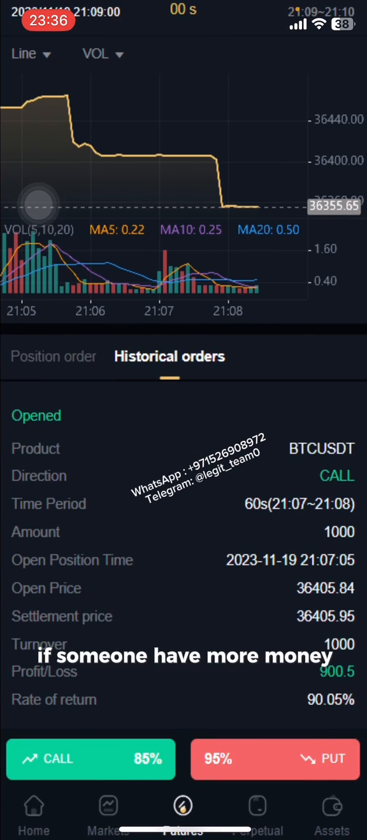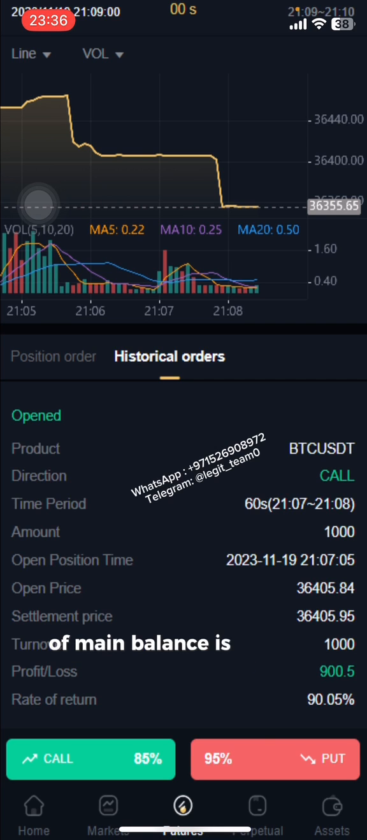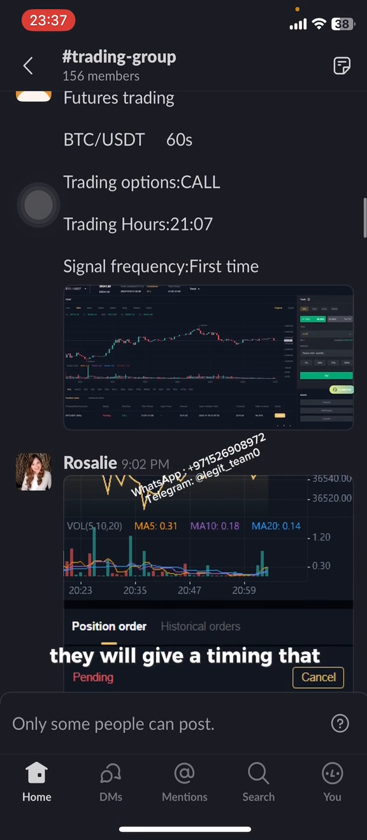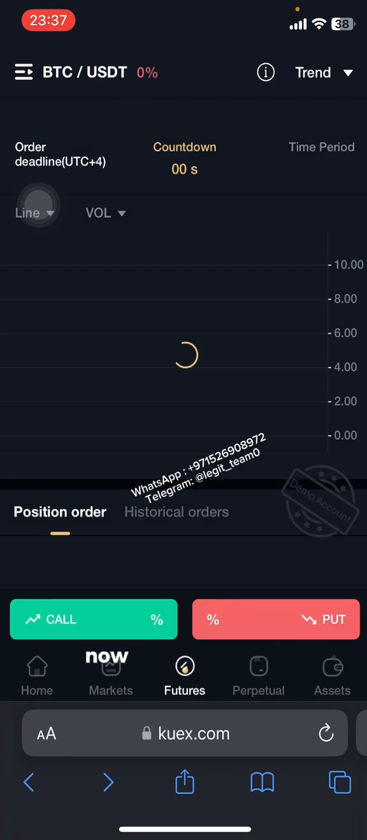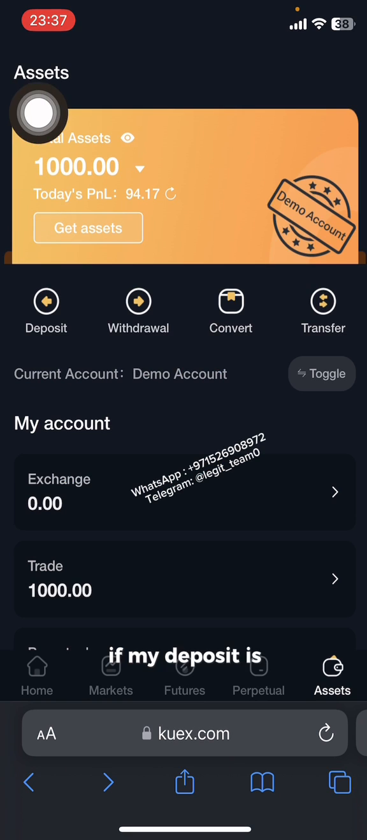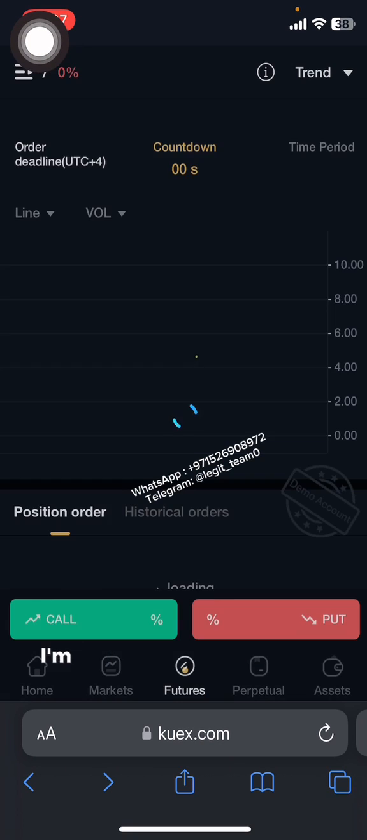If someone has more money, like this one who put 1,000, maybe his main balance is 5,000 or something like that, or 50,000. He put 1,000, so he got a $900 profit. They will give a timing for the call. Suppose right now it's 23/37. So let's go, we'll do a signal in there. Suppose we get a signal now, we're going to push it. If my deposit is 1,000 minimum, then as per the plan I'm going to put the first $10.